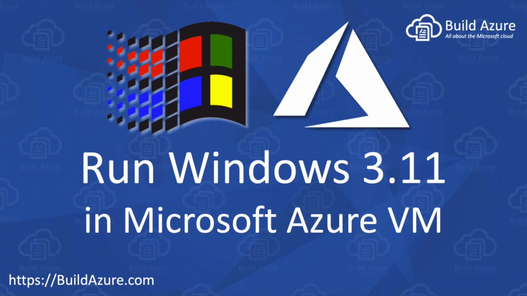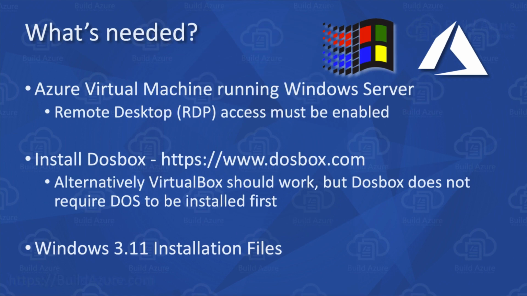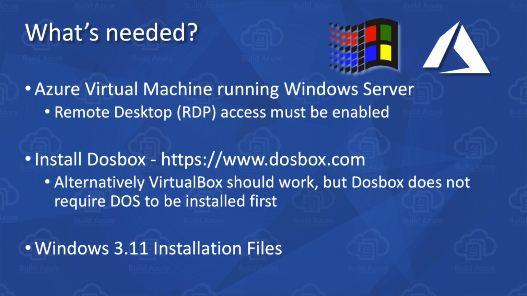Today we're going to take a look at running Windows 3.11 in a Microsoft Azure Virtual Machine. Yes, the legacy Windows 3.1 operating system in the modern Azure cloud. So what we'll need is a virtual machine in Azure, preferably running the latest version of Windows Server. We also need to have remote desktop or RDP access enabled on that VM.